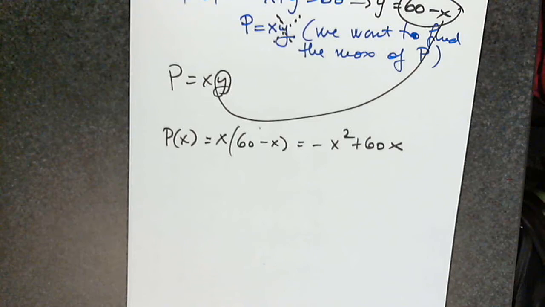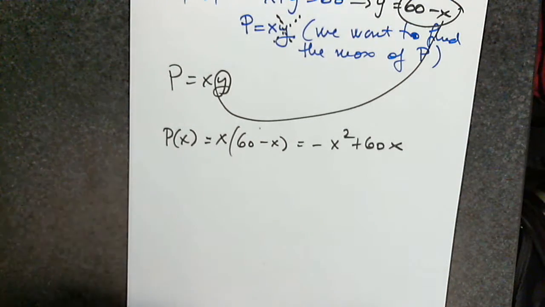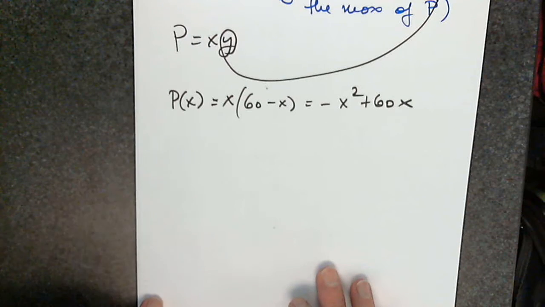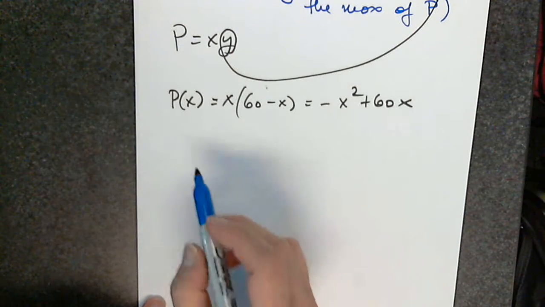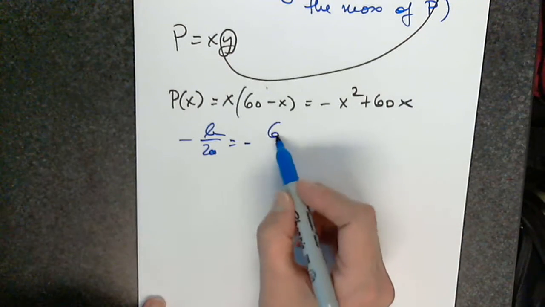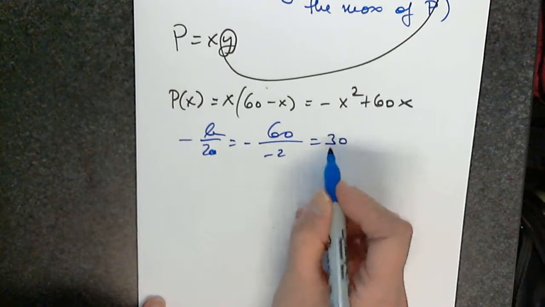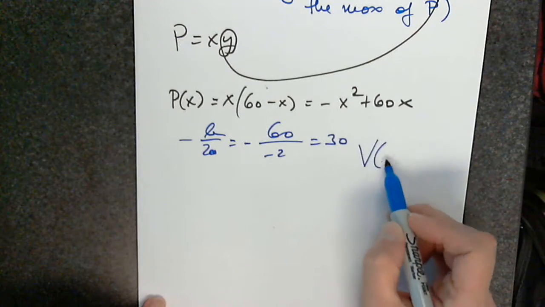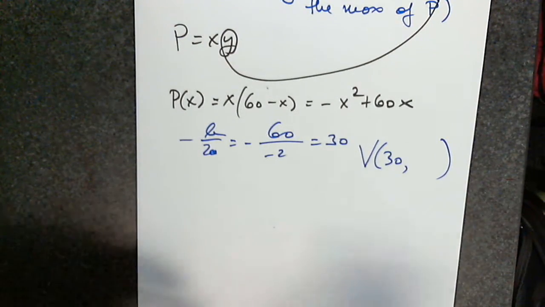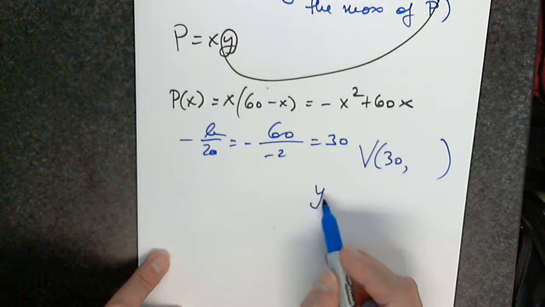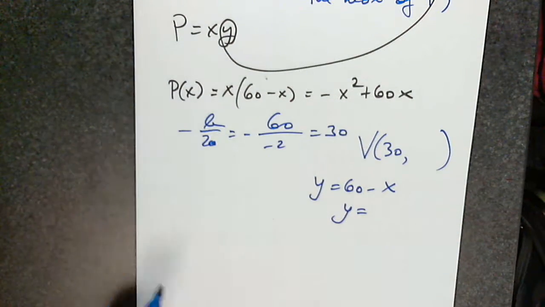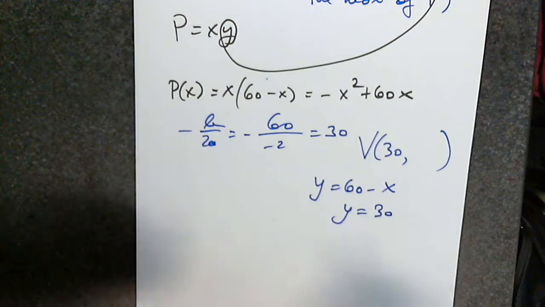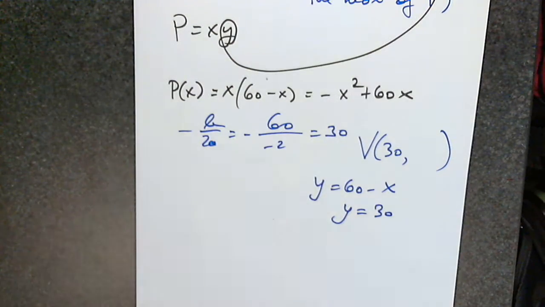Good. How do I find the max? What do I have to calculate in order to find the max? Negative b over 2a, which is negative 60 divided by 2 times negative 1, so this is 30. So then the vertex has coordinate 30, which is x. y is 60 minus x. How much is y? How much is the other number so that their sum is 60? 30. What would be their product? 900 indeed.